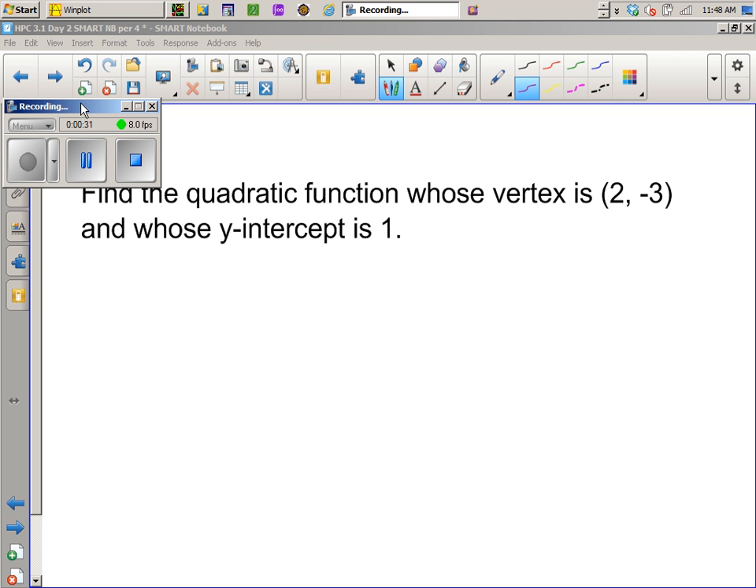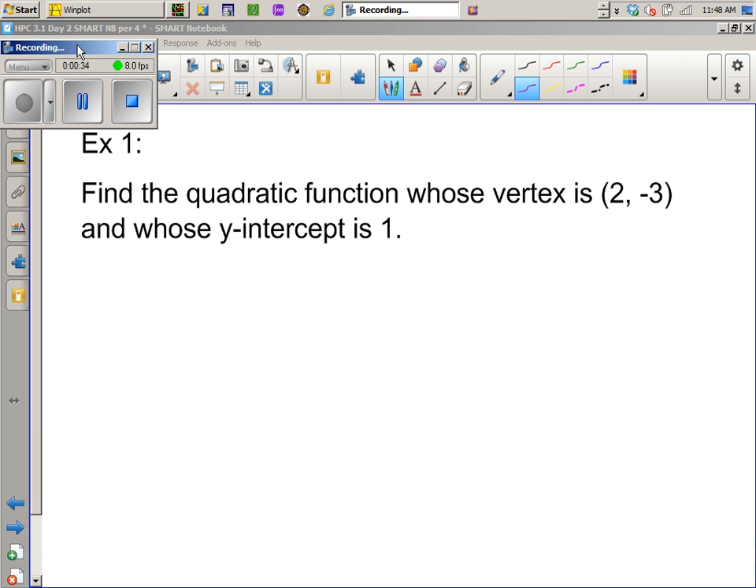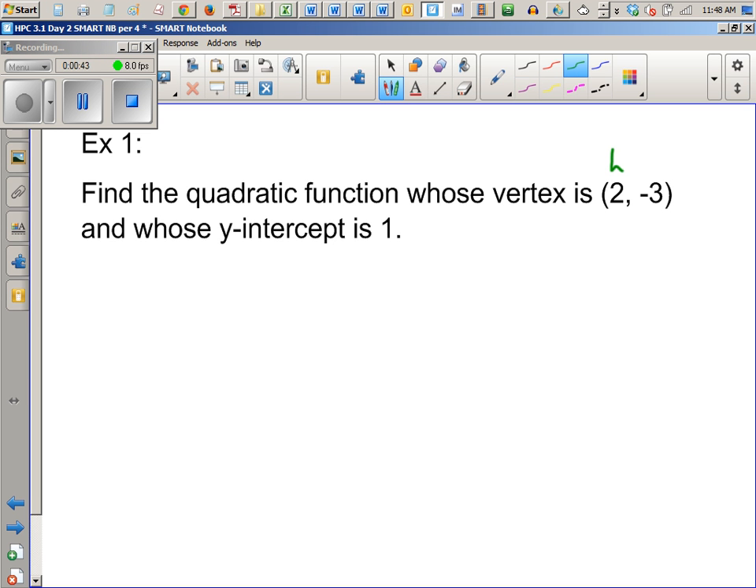The first one I have here is pretty straightforward. It just says find a quadratic function whose vertex is (2, -3), and whose y-intercept is 1. So you don't really need to draw a picture of this. They're giving you h, they're giving you k on a silver platter. Can't beat that. And when they say that the y-intercept is 1, they really mean that f of x passes through (0, 1), right? (0, 1).